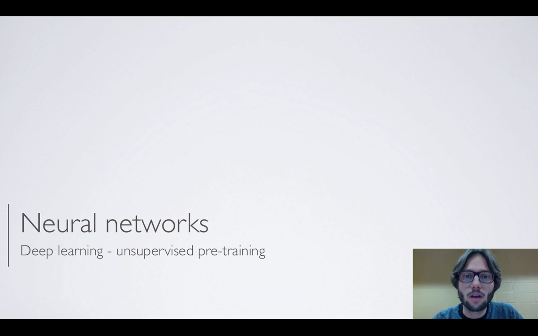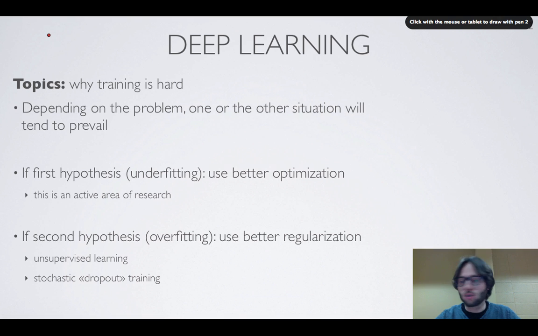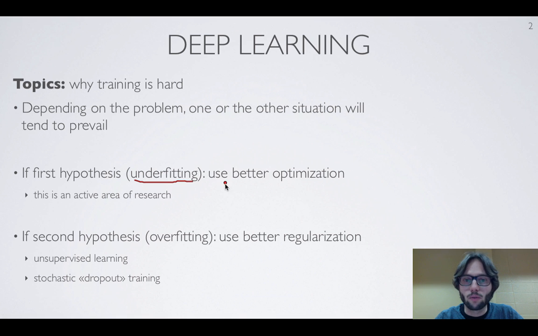In this video, we'll see the approach known as unsupervised pre-training for improving the training of deep neural networks. We talked before that there are two reasons why we can observe that training deep neural networks is hard. One is related to underfitting, which might require better optimization methods. And a second possibility, which is more associated with overfitting, where we'd use better regularization. Here, we'll see one approach based on the incorporation of unsupervised learning for addressing this second hypothesis for why deep learning is hard.